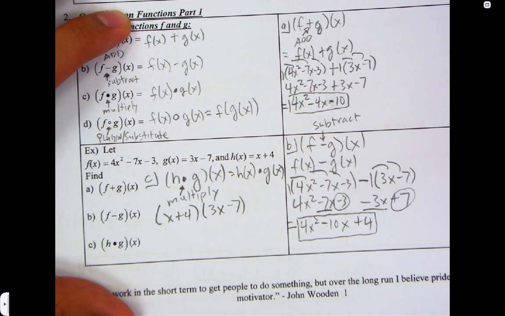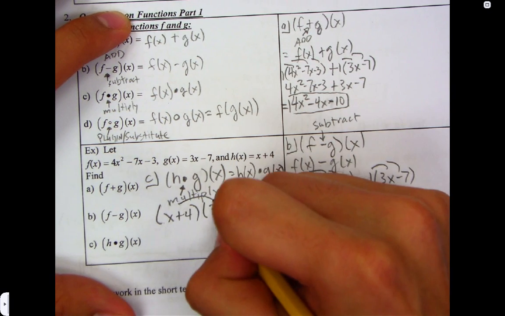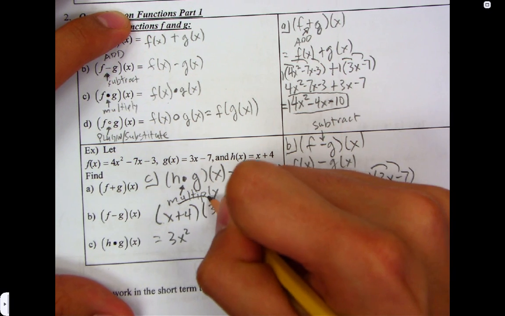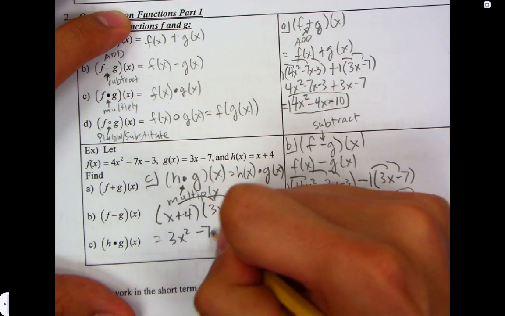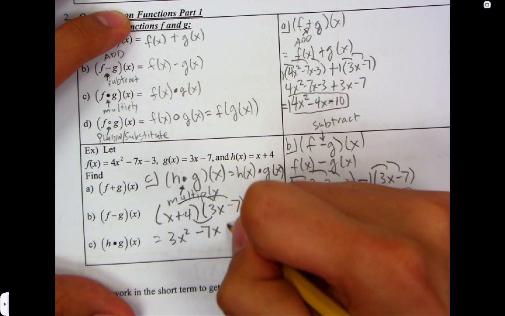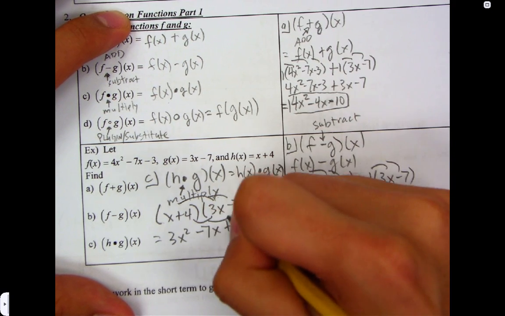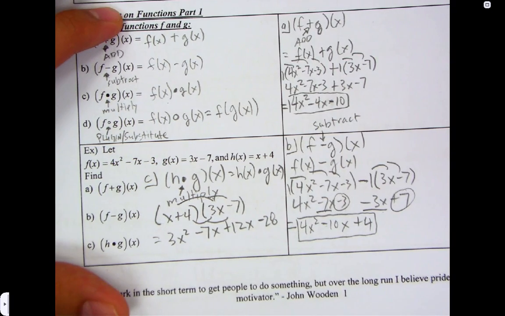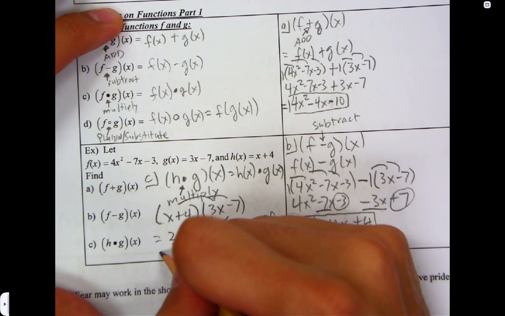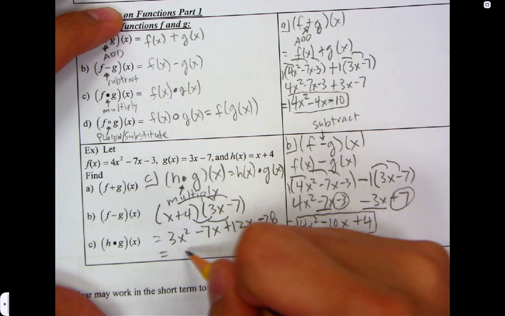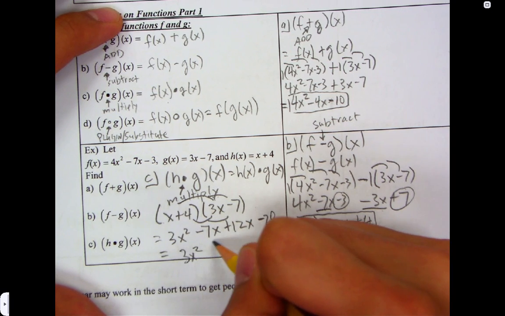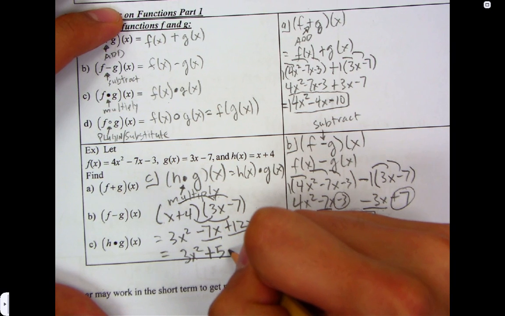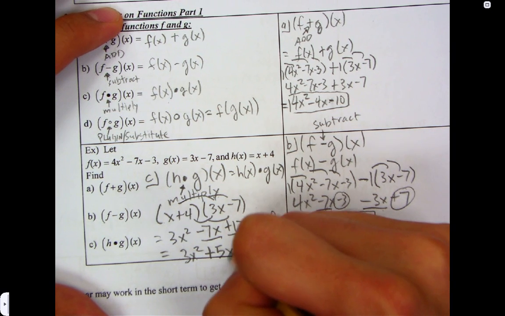So I'm going to go ahead and multiply. X times 3x, 3x squared. X times negative 7 is negative 7x. 4 times 3x is 12x. 4 times negative 7 is negative 28. After you distribute, you combine like terms. So we're going to combine the negative 7x and the positive 12x because they're the same variable and same exponents.